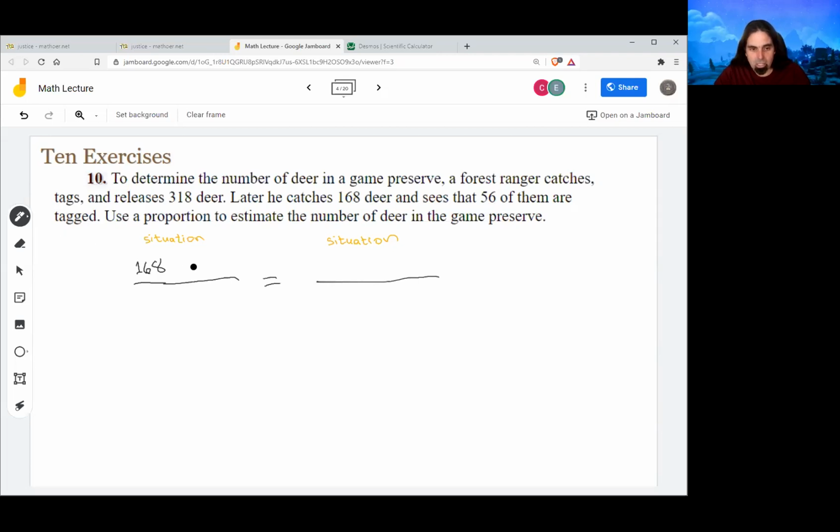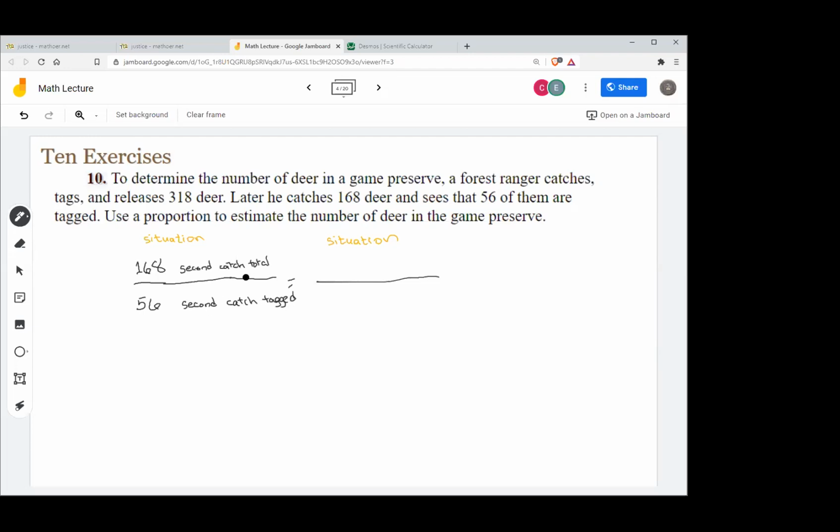So 168 is the second catch total. Make that a little nicer. And 56 is the second catch tagged. Is everyone okay with how I labeled those? Yeah. Okay.